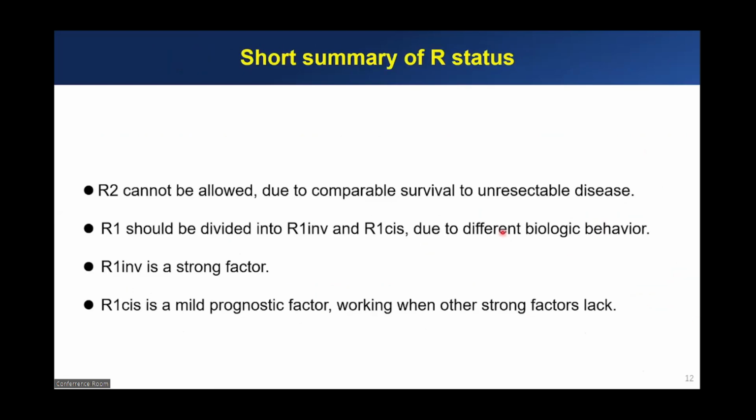And this is the summary of our study. R2 cannot be allowed due to comparable survival to unresectable disease. And R1 should be divided into R1 invasive and R1 CIS because of the different biological behavior. R1 invasive is a strong prognostic factor, but R1 CIS is a mild prognostic factor. It works when other strong factors work.